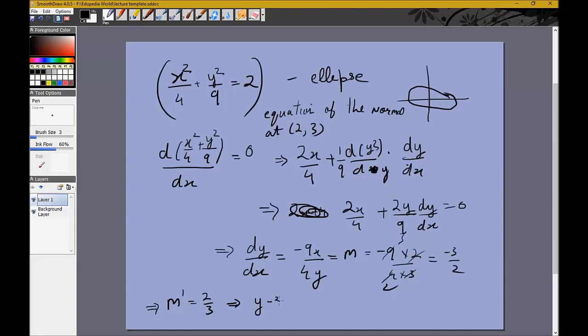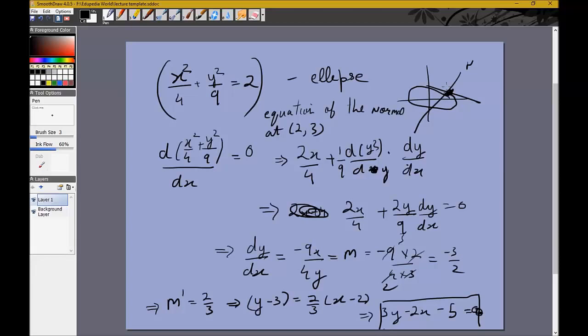And we can now directly find the equation of the normal. y minus y naught, which is 3, is equal to 2 by 3 times x minus x naught, which is 2, which gives us 3y minus 2x minus 9 plus 4, which is minus 5, is equal to 0. So this is the equation of the normal to this curve. This will be a point 2, 3. This is the tangent. This is the normal. So we have found the equation of the normal of a curve at a particular point.